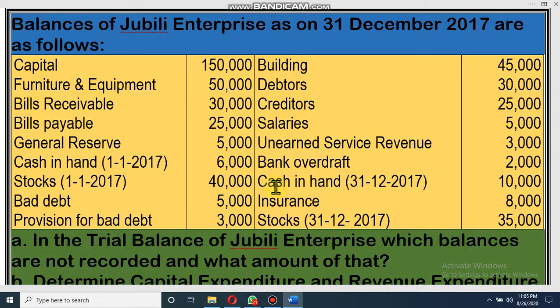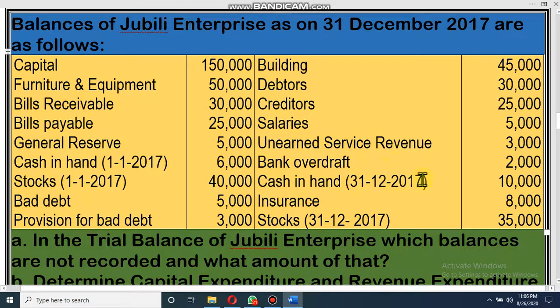Number one example is the opening balance of any asset. Let's find in the math if there is any opening balance. Look at cash in hand 6,000. Our math is for 31st December, so this is the opening balance. So this will not be recorded. We have already found one. Then this is stock. This is not an asset. Then no other opening balance of asset.